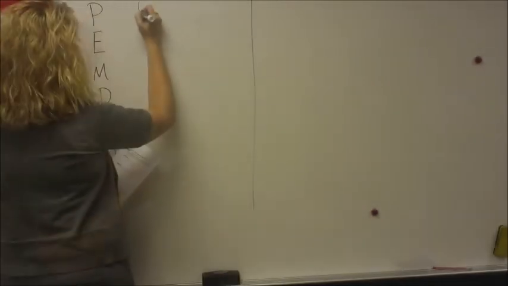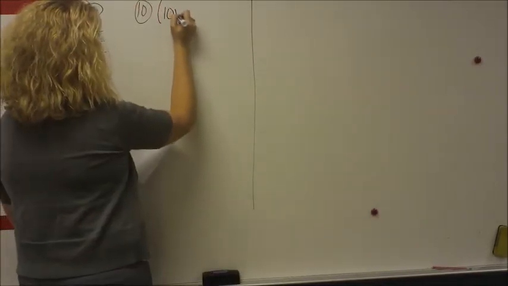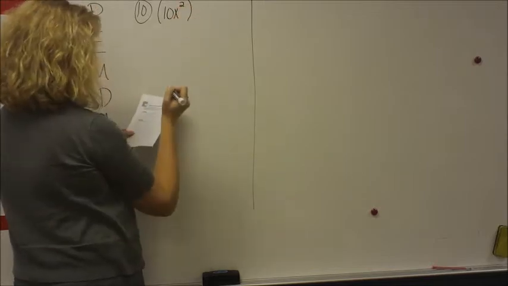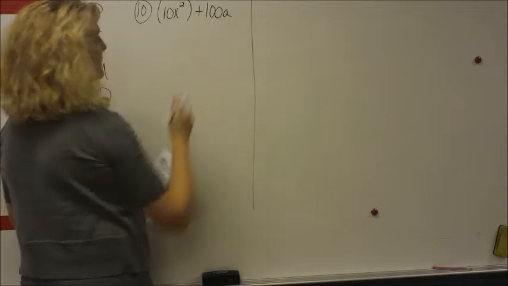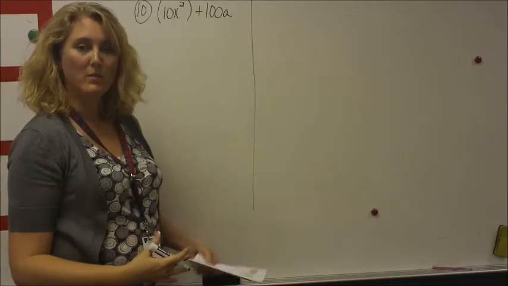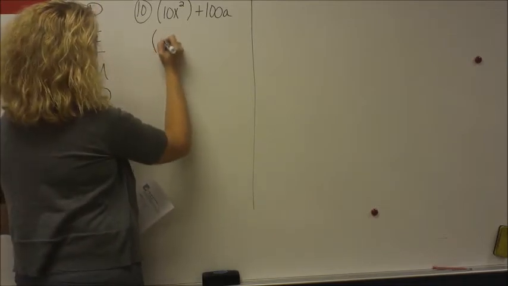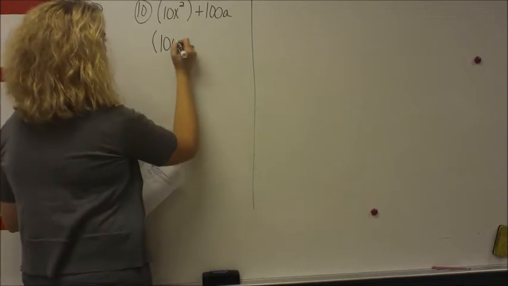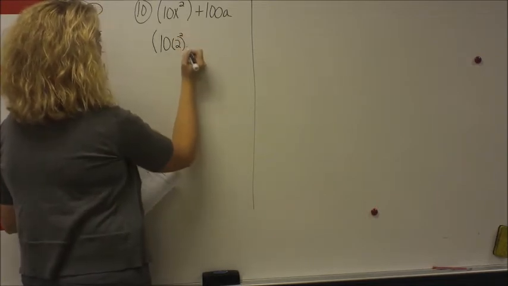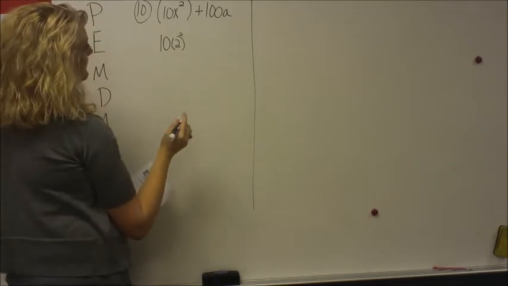Skip down to number 10. Let's do 10x squared plus 100a. First thing we need to do is rewrite it and substitute in the value for the variables. So in the parentheses, I'm going to have 10 times x, which is 2. I'm going to square that. Actually, I don't even need this outside parentheses now. Okay?